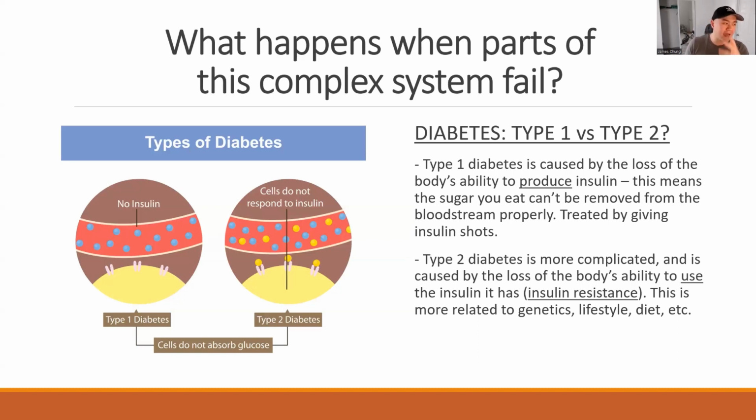Type 2 diabetes is quite a bit more complicated and is caused by the loss of the body's ability to use the insulin that it has. So it is still able to produce insulin. It's just that the cells don't respond to the insulin in the same way that they normally should. And this condition is more related to genetics, lifestyle, diet, age, as well as other factors. So that's the primary difference between the two types of diabetes.